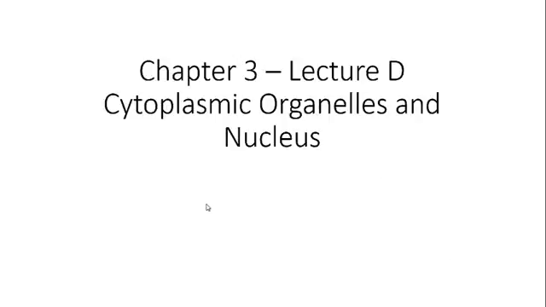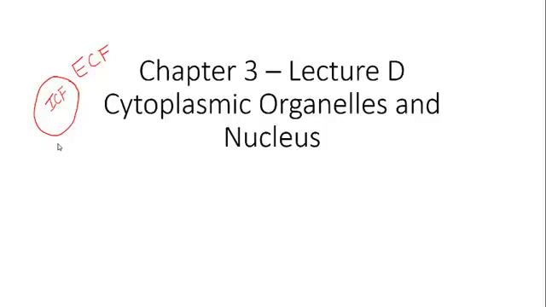This is Chapter 3, Lecture D, Cytoplasmic Organelles and the Nucleus. Cytoplasm is the cellular material between the plasma membrane and the nucleus. So recall that when we think of a cell, the inside is called the intracellular fluid, the outside is the extracellular fluid, and we're going to be focusing on the cytoplasm, which essentially is the intracellular fluid.